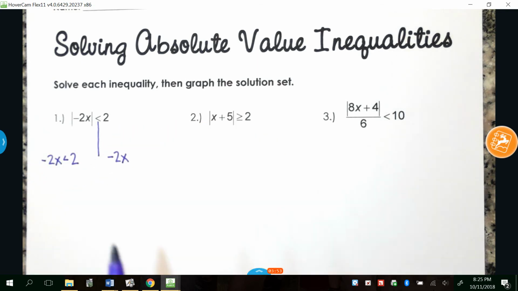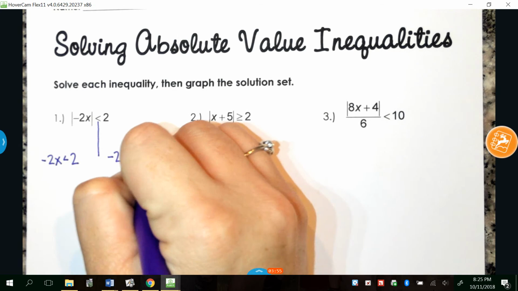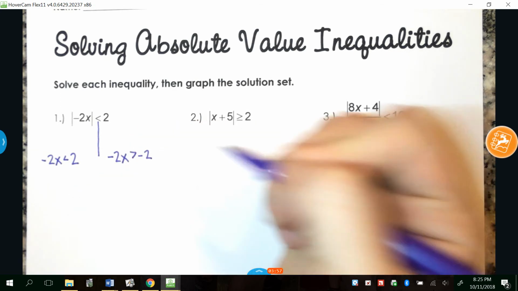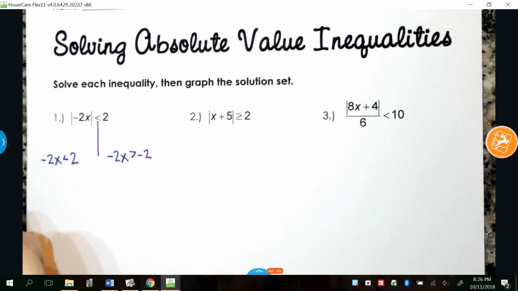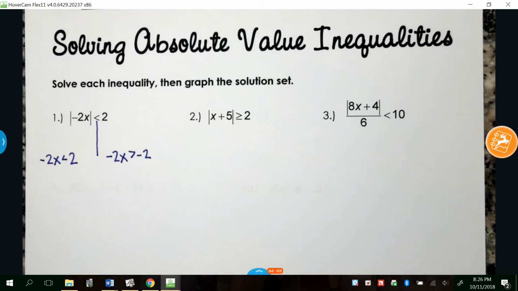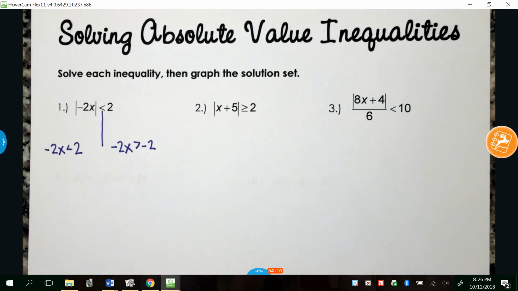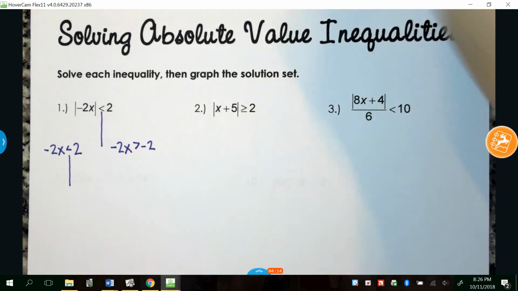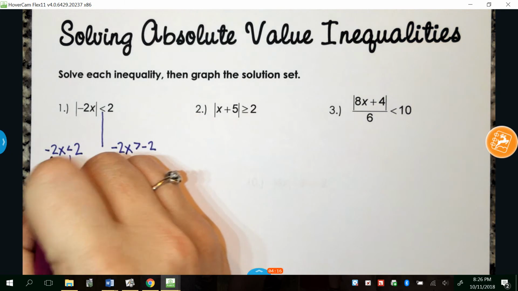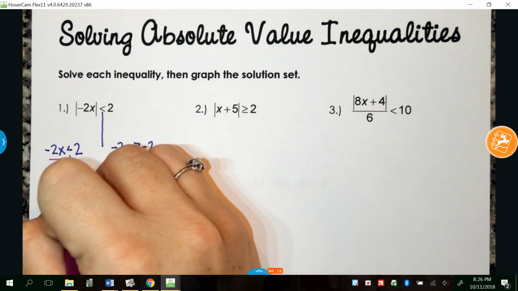So here's the different part. You have to flip the symbol and make it opposite. So it was positive, flip it, make it negative. So flip it, make it negative. So now we solve our inequalities. So here, we divide by negative 2, divide by negative 2.